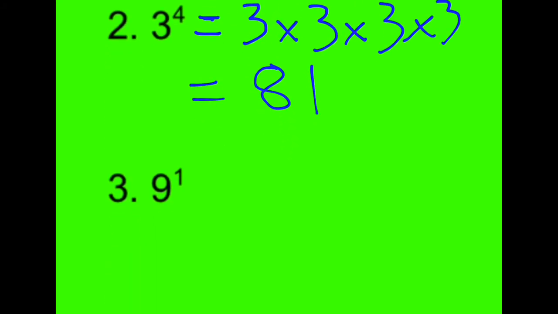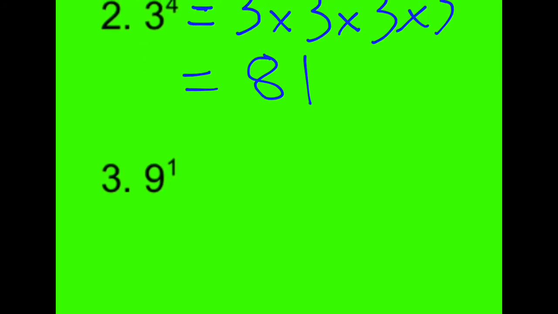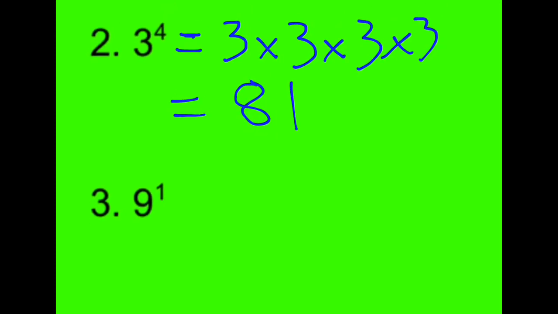Now another question, 9 to the power of 1. This means to take the 9 and write it down once. And that's all you can do. That's your answer. 9 to the power of 1 is just 9. You write down a 9 once.